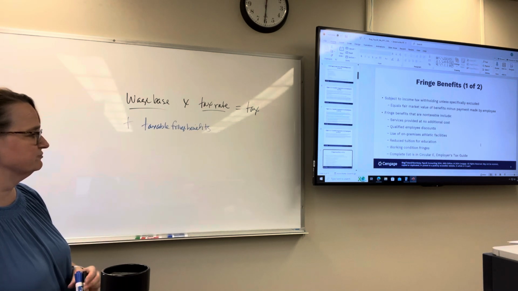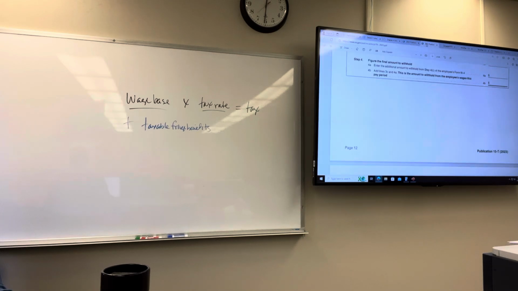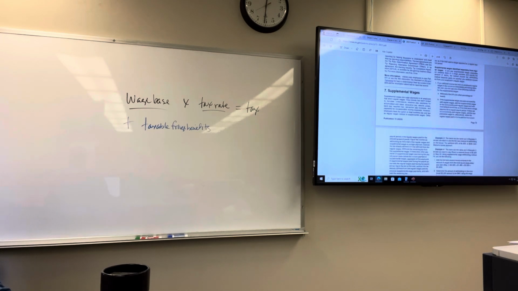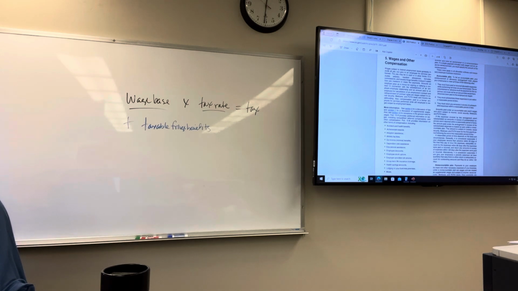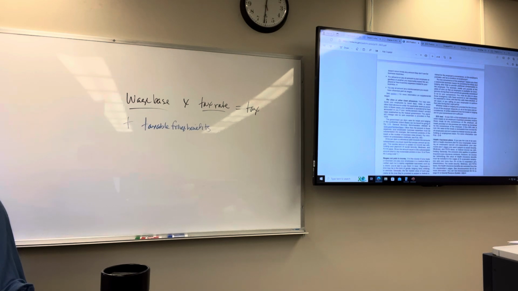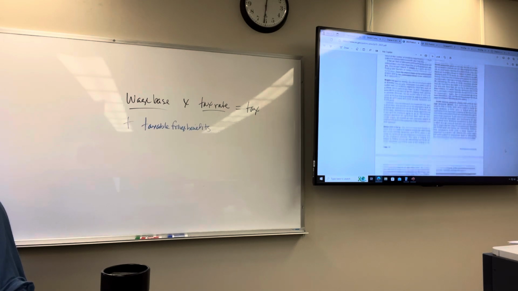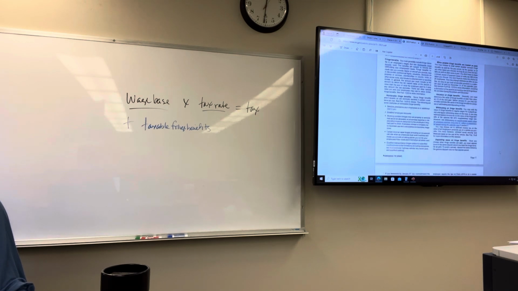Other working condition fringe, I don't know if they've got, and so they mention here the list in the Circular E, which is one of those documents that I provided for you. So this is the Circular E. Let's see what the Circular E has to say about wages. They talk more here about accountable plans versus non-accountable plans, so if you want more information about that. Where are fringe benefits? Non-taxable fringe benefits.